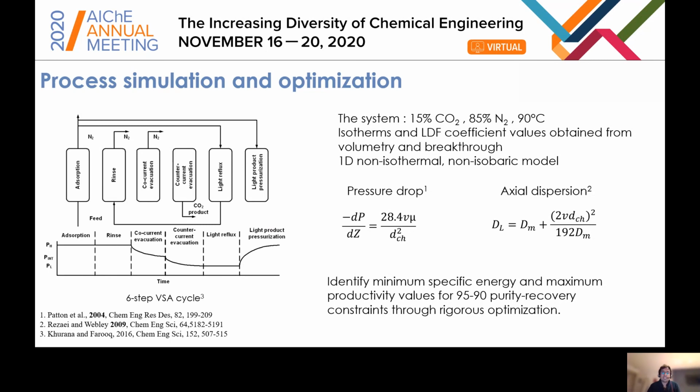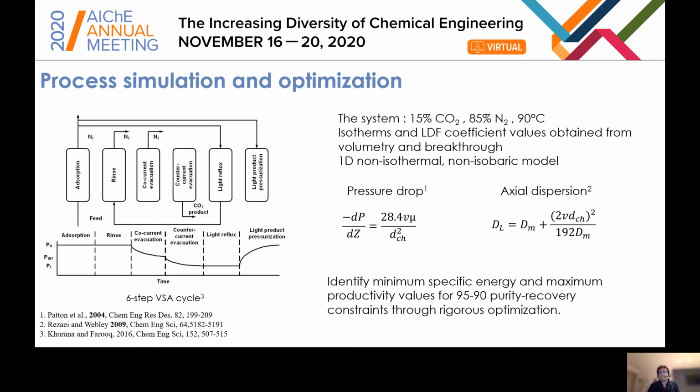And what we do in this cycle is that the product of the light reflux step is recycled back into the rinse step to conserve the purity. After the light reflux step, the column undergoes a light product pressurization step. The code for this cycle was written in MATLAB using a one-dimensional non-isothermal non-isobaric model.